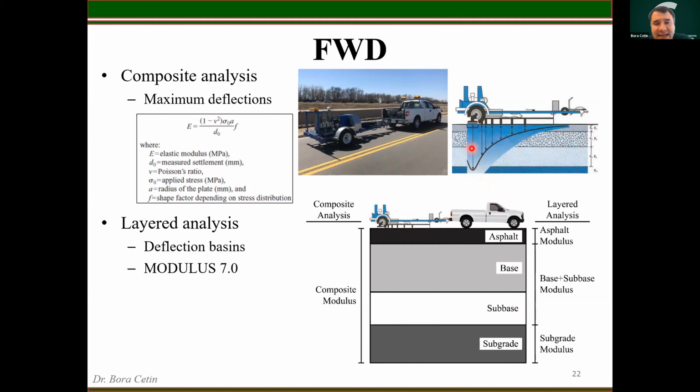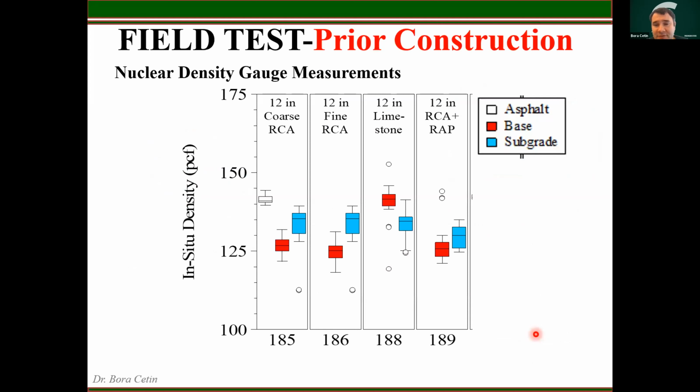In this analysis, we did composite analysis first to see how the entire system elastic modulus changes with the base type that you use. And then we also tried to determine the base, subbase and subgrade elastic modulus separately in layered analysis, to compare the layered stiffness of these materials with the conventional limestone aggregate. And for the nuclear gauge density measurements, as you can see, we have these readings for all four test sections. The white square here is the asphalt layer, so I'm not going to focus on that, but we have the base and subgrade nuclear gauge density values.